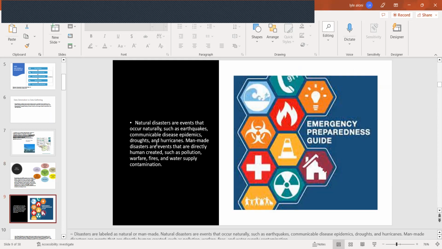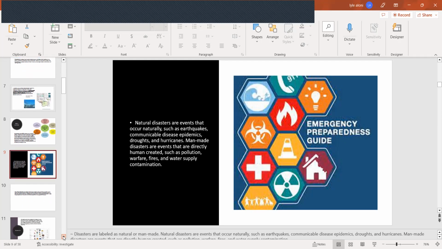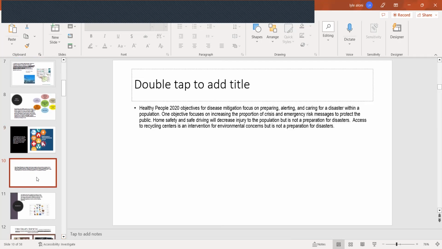Our natural disasters, we know about those, and our man-made, we went over those tonight. Remember, with our fires, we're going to focus on man-made. We have pollution, water supply contamination, all our different disasters. So we know they're labeled as man-made or natural.